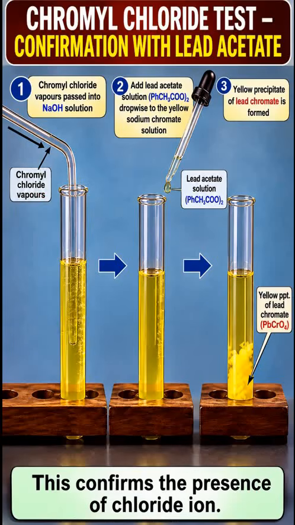Now, when these red vapors of chromyl chloride are passed into sodium hydroxide solution, it turns yellow due to formation of sodium chromate. And when lead acetate solution is added to this yellow sodium chromate solution, then a yellow precipitate of lead chromate is formed. And this confirms the presence of chloride ion.